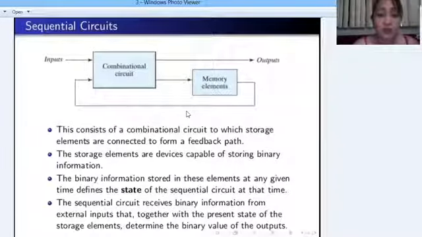The binary information stored in these elements at any given time defines the state of the sequential circuit at that time. The sequential circuit receives binary information from external inputs that, together with the present state of the storage elements, determine the binary value of the output. So, the output will depend on the previous output and the present input.